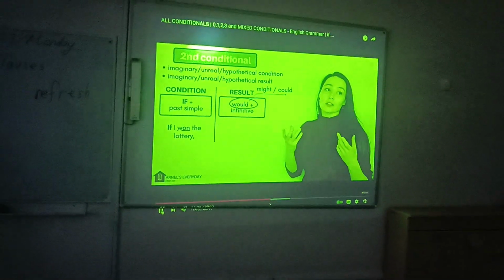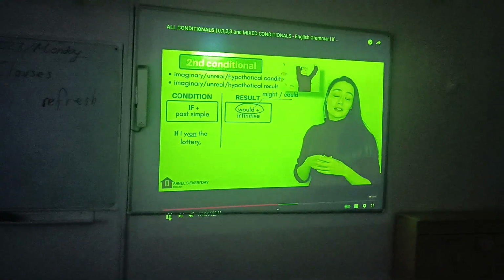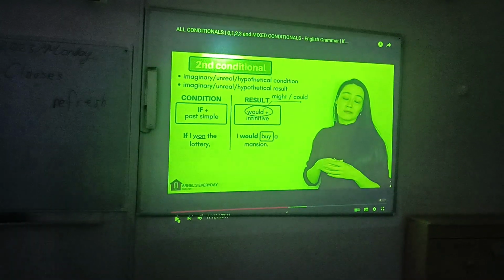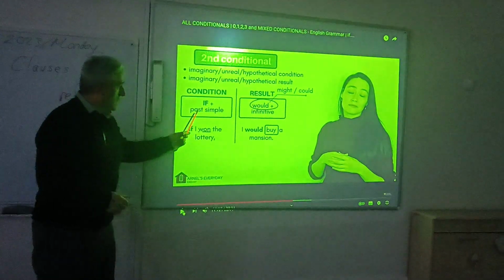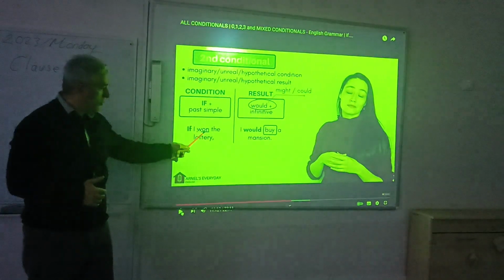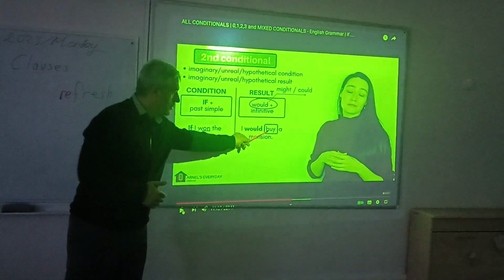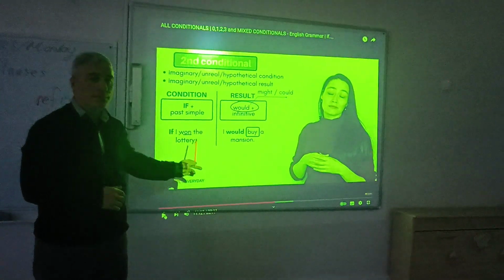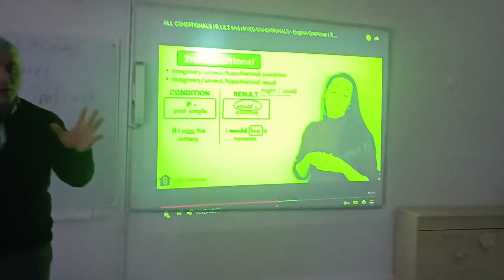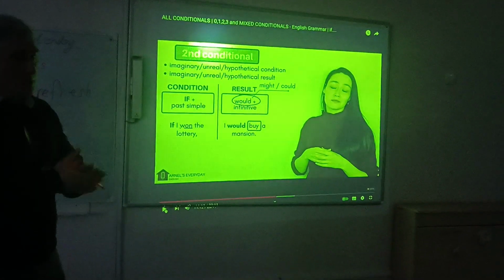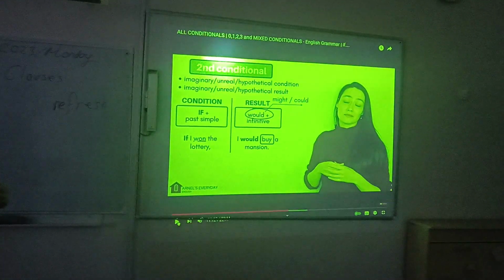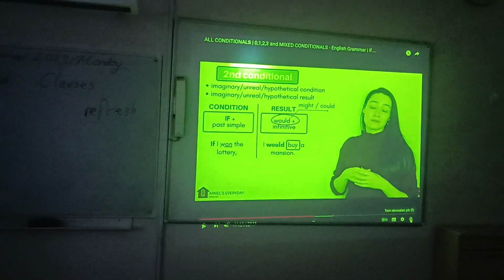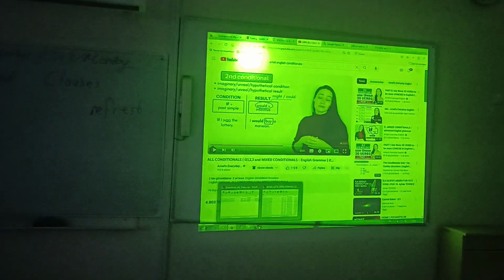If I win the lottery, I would buy a mansion. As I said, after if you use past simple, one step back. If I won the lottery, I would, bare infinitive, buy a mansion. If you translate, well, where? Perfect. First, it was a revision of type 0, first and second. And today we are going to talk about the third conditional. Let me organize this one too.